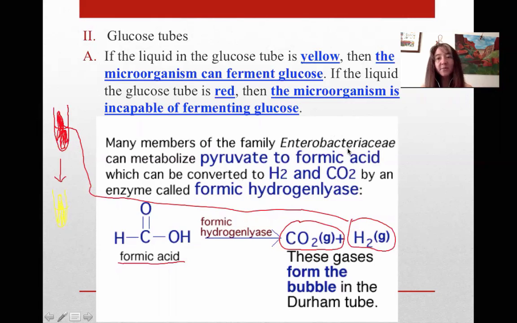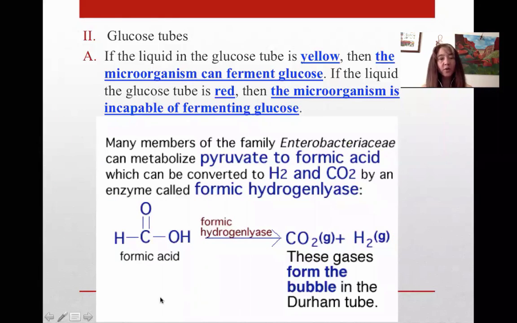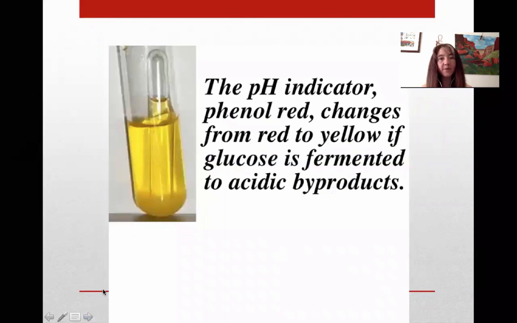Let's look at a quick picture of this so we get the feel for what it really looks like up close and personal. Here is that gassy bubble that's formed in the Durham tube. We additionally notice that the phenol red has turned from red to yellow, so this is definitely fermented glucose.